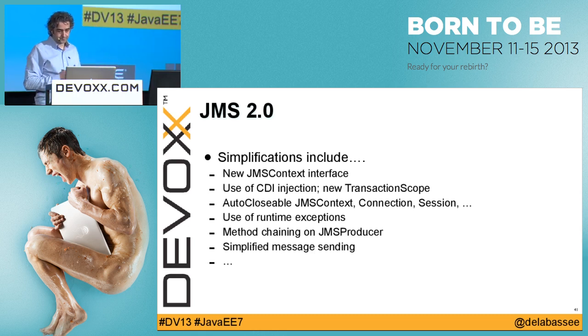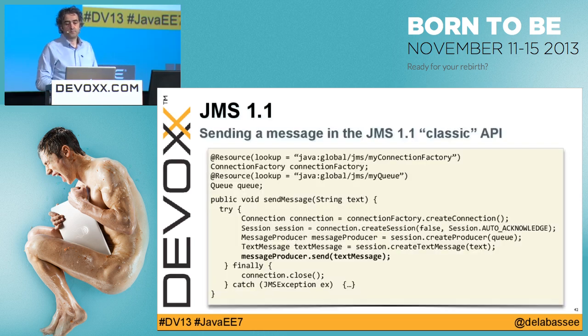Before showing you the JMS 2 API, I want to show you the existing 1.1 API. This is all it takes to send a string using JMS. If we look at the code, we need a connection factory, we need a queue.